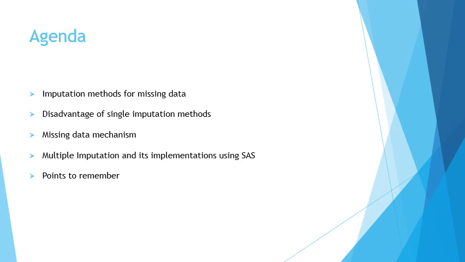So the agenda is imputation methods for missing data which are currently available, and traditional methods. I think most of us are already aware of that. Then disadvantages of traditional methods, which we call single imputation methods, then missing data mechanism, multiple imputation and its implementation using SAS. Last but not least, points to remember.